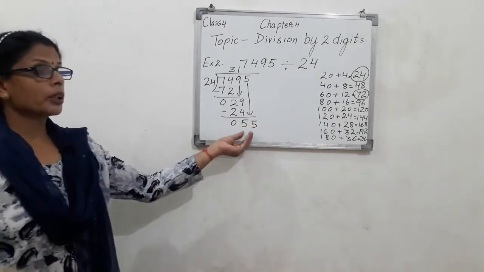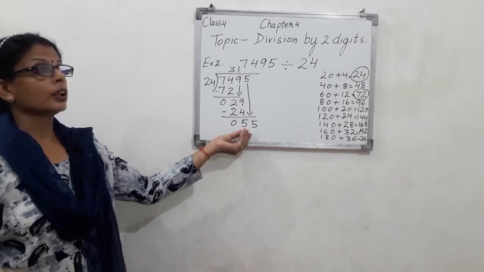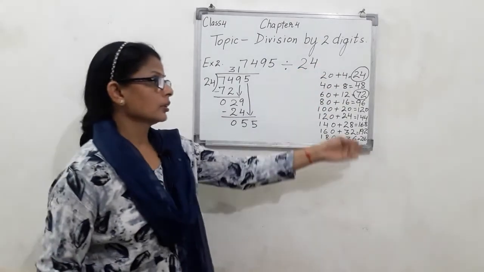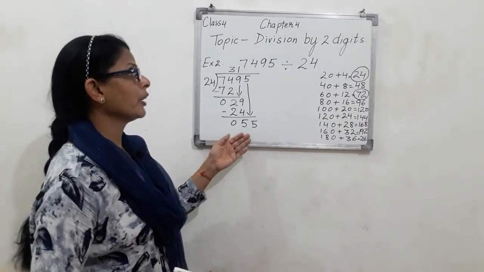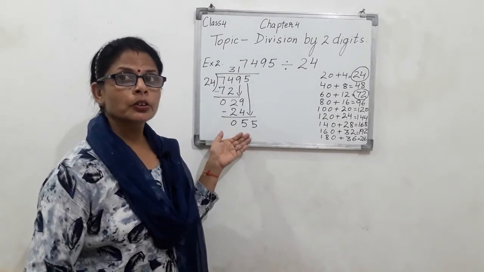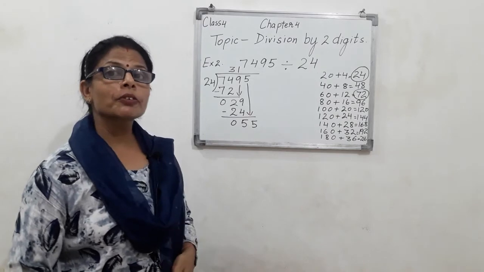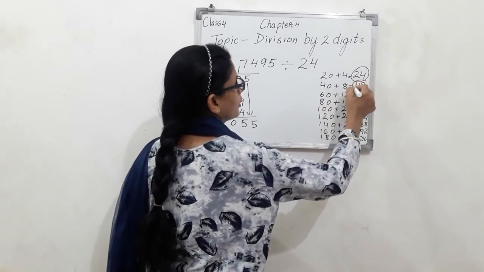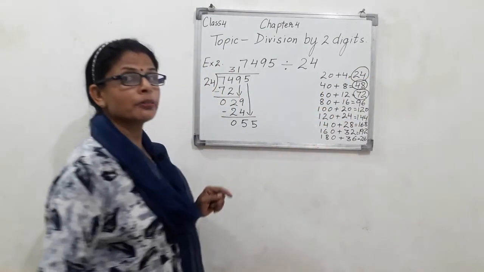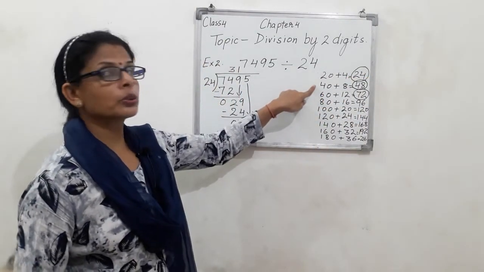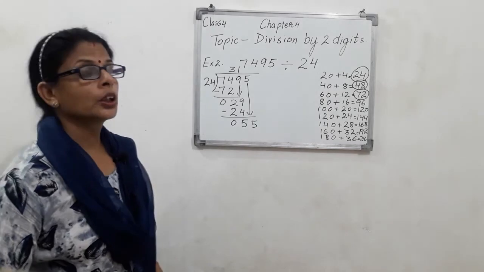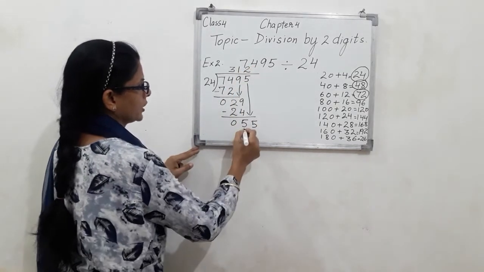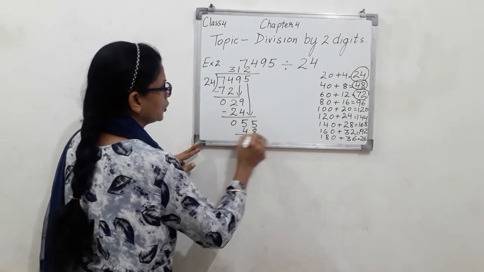Now the number formed is 55. Does 55 come in the 24 table? No, 55 doesn't come in 24. What comes less than 55? 48. How many times? This is 1 time, this is 2 times. So, how many times does it come? 2 times. 24 twos are 48. So, we'll write 48 below and 2 on top.